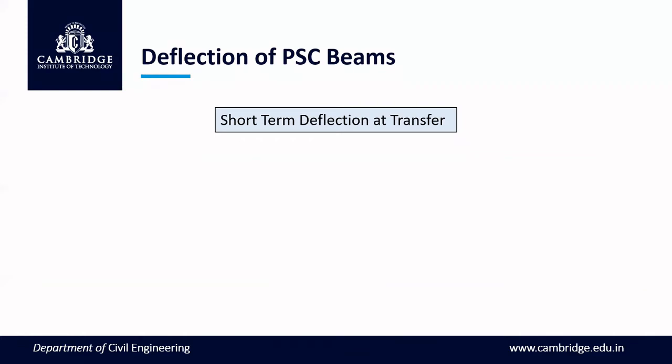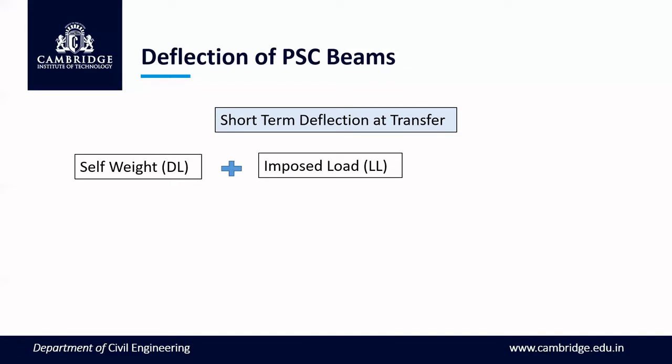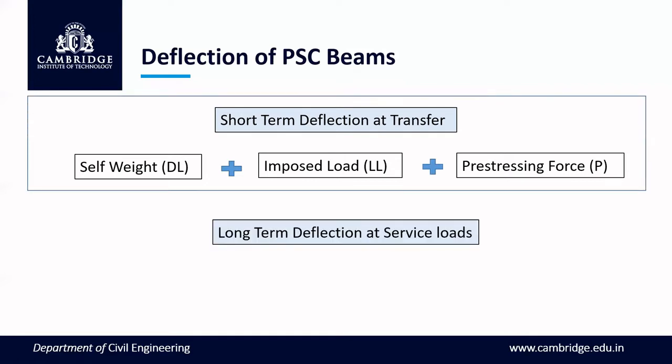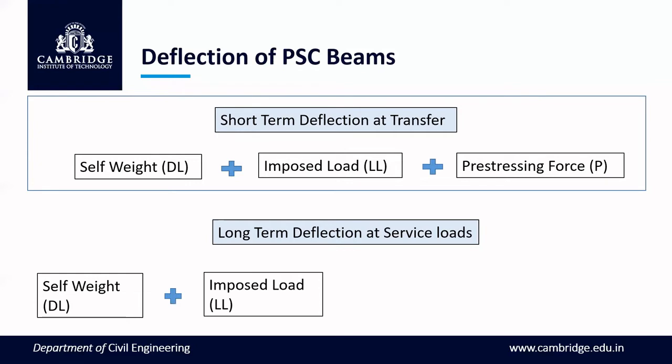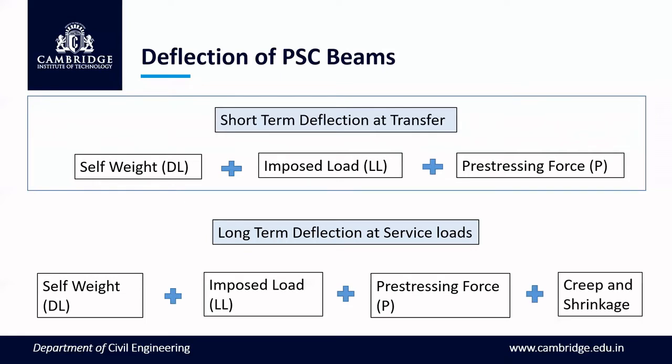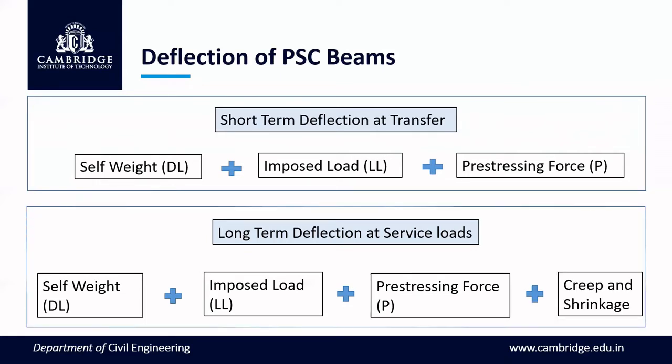Short-term deflection at transfer can be calculated by knowing the deflection due to self-weight plus deflection due to imposed load plus deflection due to pre-stressing force. Whereas the long-term deflection at service loads can be calculated by knowing the deflection due to self-weight plus the deflection due to imposed load plus the deflection due to pre-stressing force, and last but not the least, plus the deflection due to creep and shrinkage.